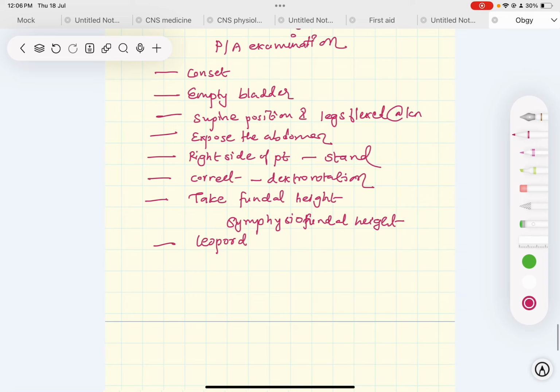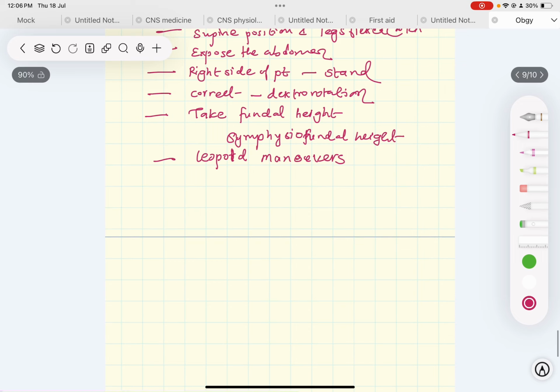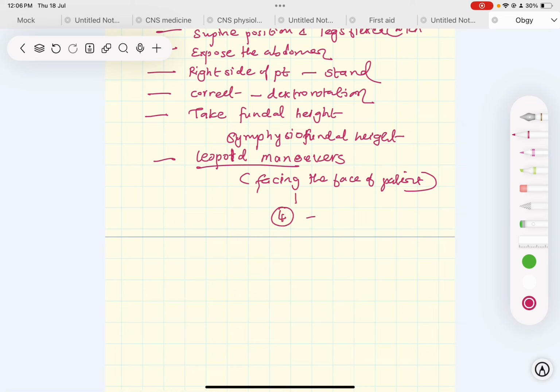And check for Leopold maneuvers. Now we have to do the Leopold maneuver while facing the face of the patient, except for the last one, when we are facing the feet of the patient.